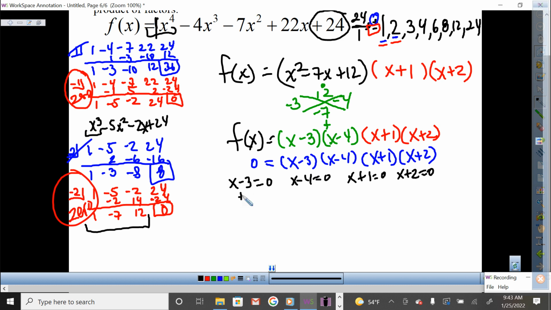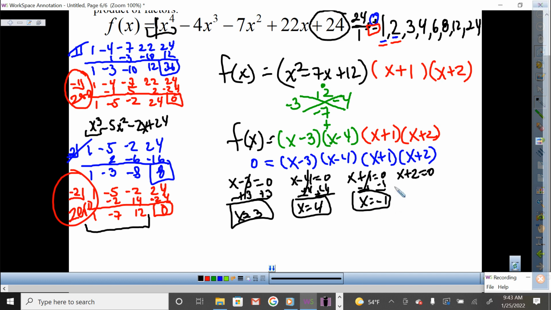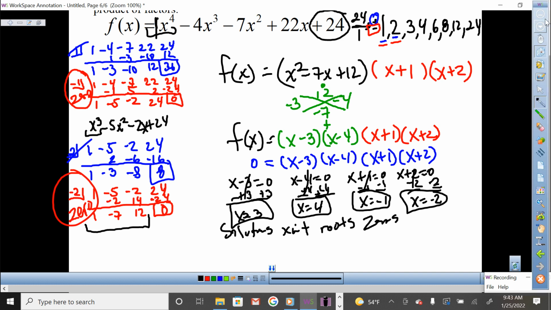Let's solve. Plus 3, plus 3. X equals 3. Plus 4, plus 4, x equals 4. Minus 1, x equals negative 1. Minus 2, x equals negative 2. These are my solutions. X-intercepts, roots, zeros. Okay. Are we ready to graph? Yes, Mr. Q, our favorite.